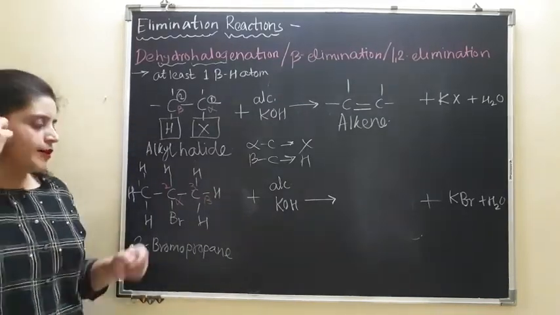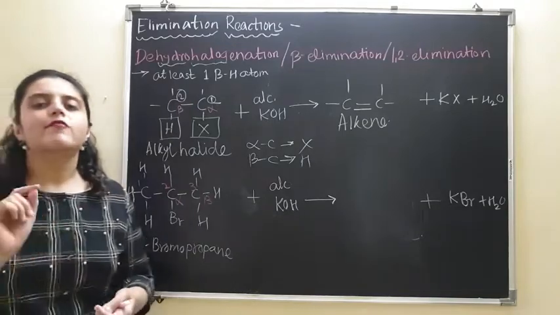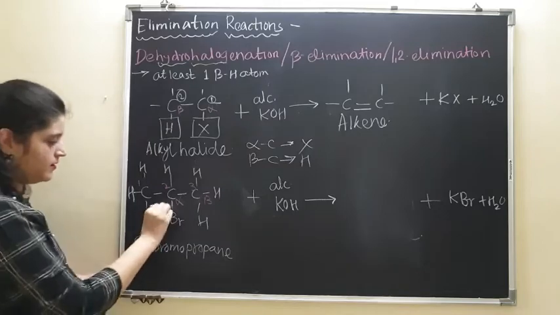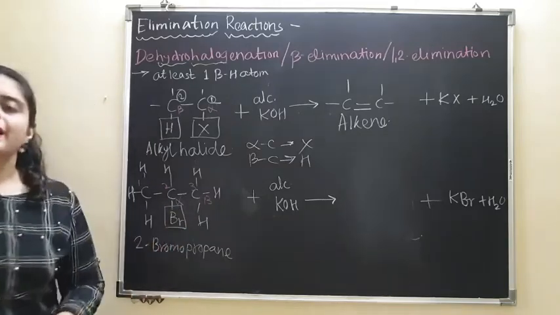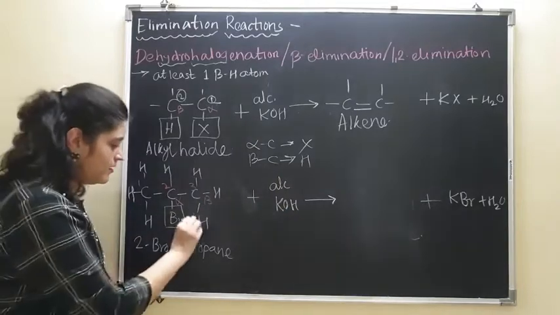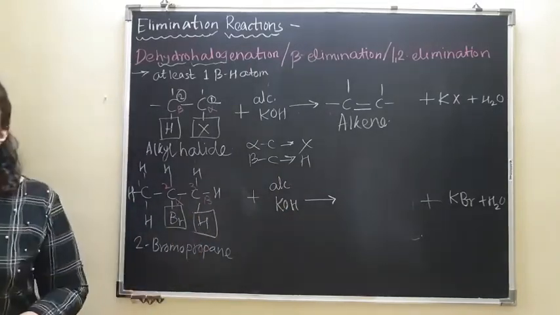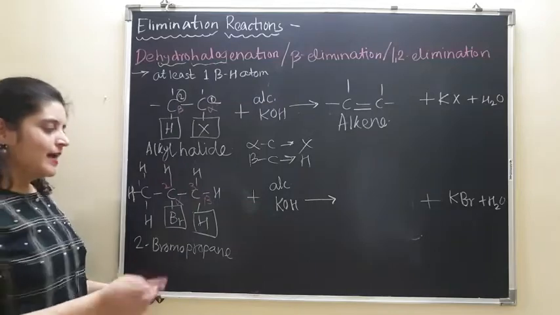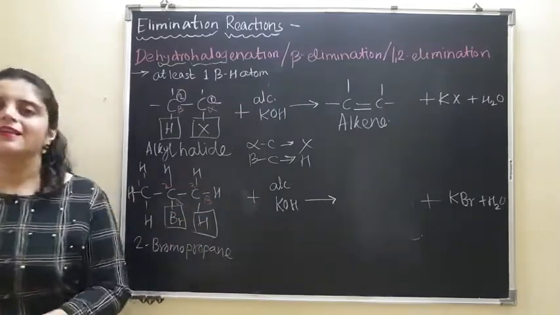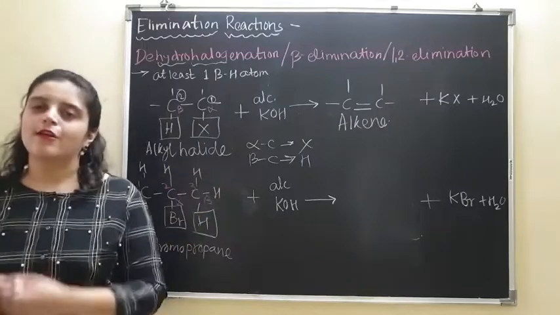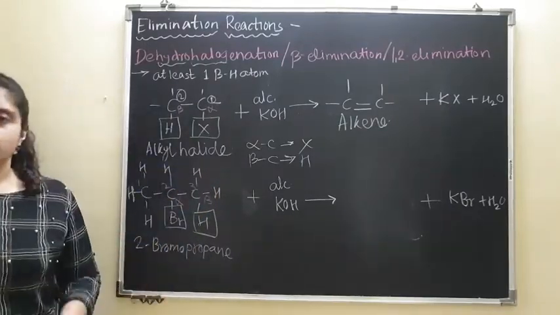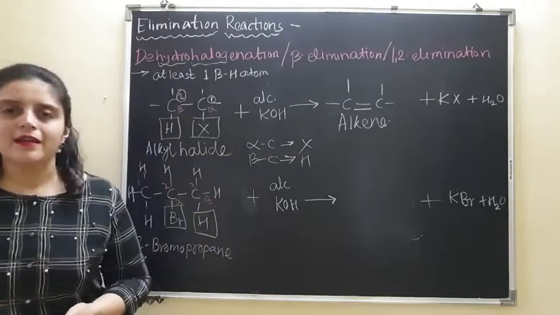So now what is going to happen? Then we will mark what is going to get eliminated. From the alpha carbon there will be elimination of bromine, and from the beta carbon one of the hydrogens will be removed. It is not necessary that this hydrogen has to be removed, there can be any other hydrogen, and this or this hydrogen can also be removed. So it is okay if you mark any of the hydrogens to be removed. The structure is going to be the same.